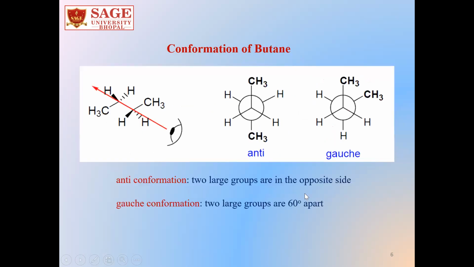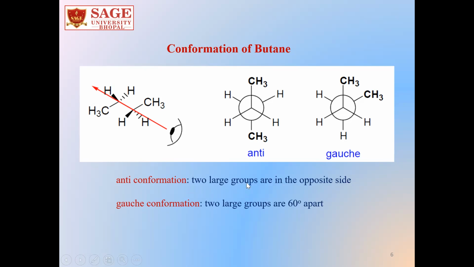If we now come to butane, in butane there are two methyl groups. This is the anti conformation where the two methyl groups are completely anti-parallel. Here, the gauche conformation, where two methyl groups are at a 60 degree angle.